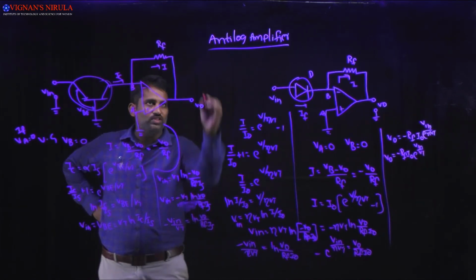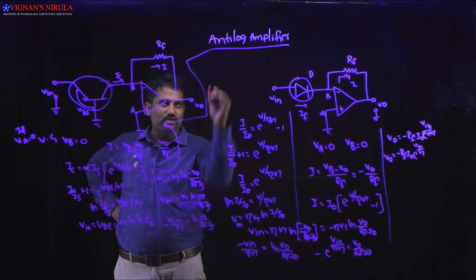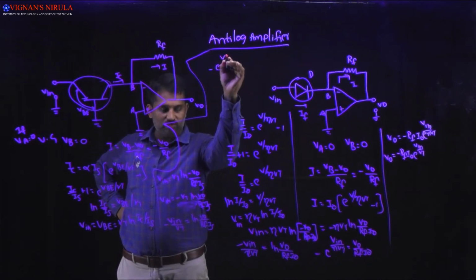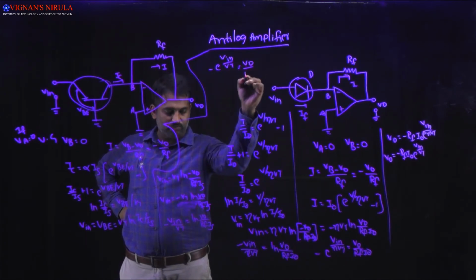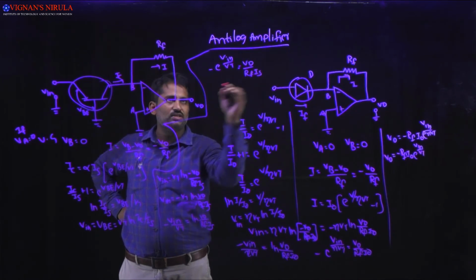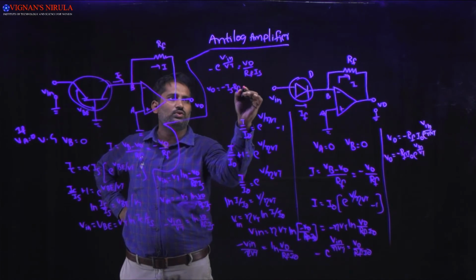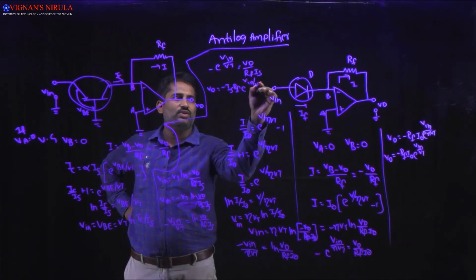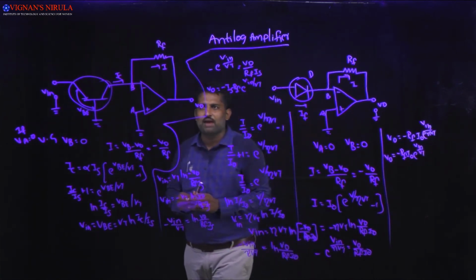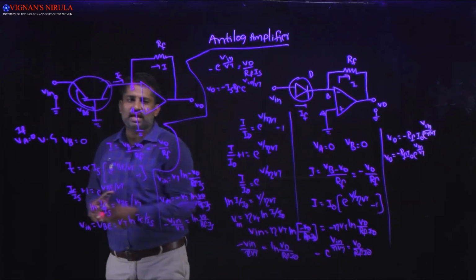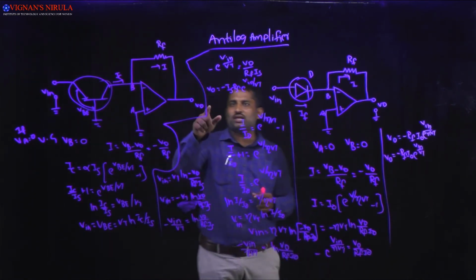So from this, what I am going to write is e power minus of Vin divided by Vt will be equal to V naught divided by Rf into Is. So from this V0 is equal to minus Is into Rf into e power Vin divided by Vt, which is nothing but output voltage of anti-logarithmic amplifier by using the transistor. So if you have seen clearly, V0 is equal to minus.